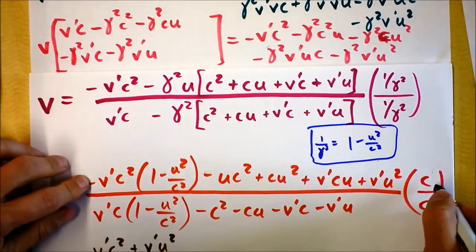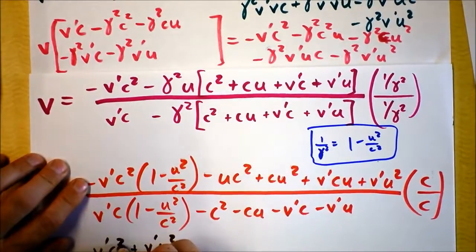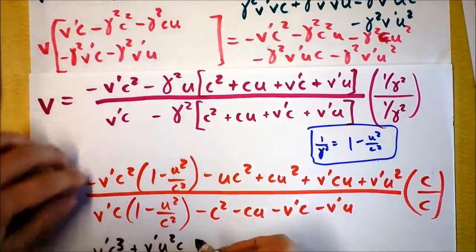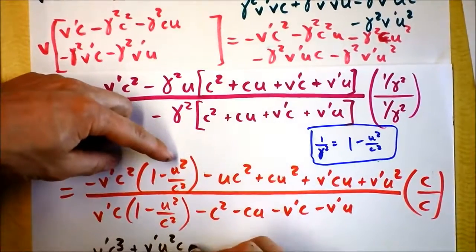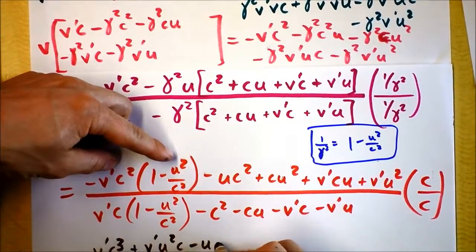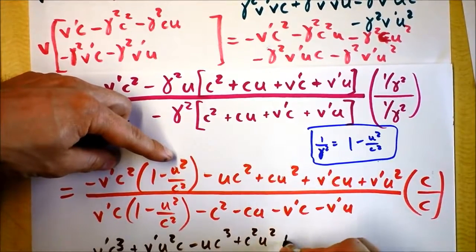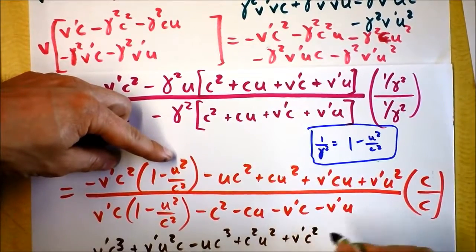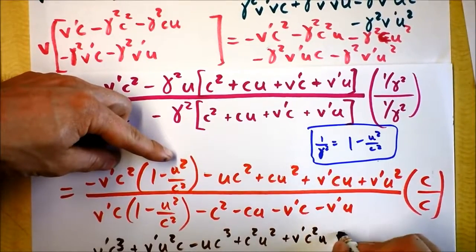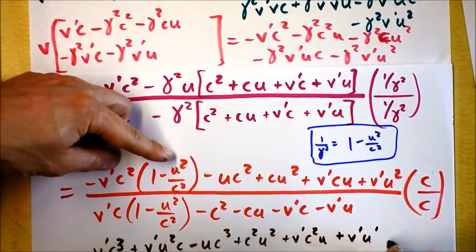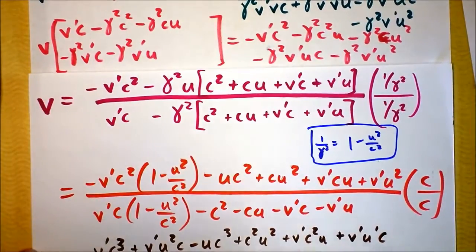But then remember I said I wanted to multiply by c, so here I am multiplying by c also. That goes to c to the third, and this gets a c. Now I'm finished with all that funk right there. I'm going to get u minus u times c to the third plus c squared u squared plus v prime c squared u plus v prime u prime c. Oh my goodness, I hope I haven't made a mistake.